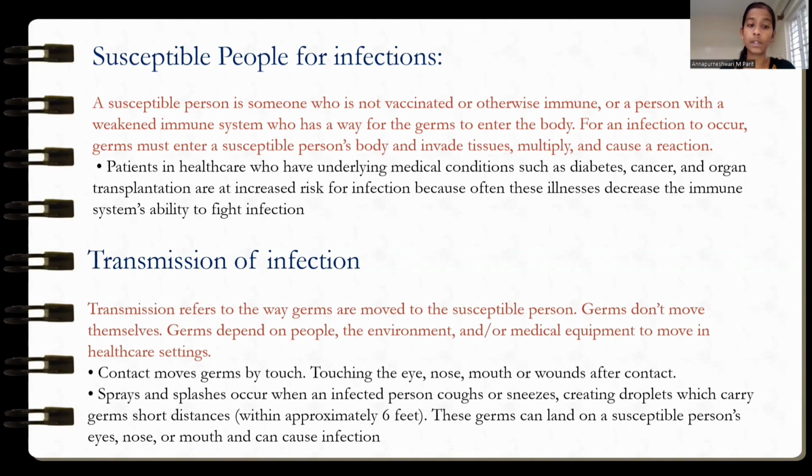Germs do not move themselves. Germs depend on people, the environment, or medical equipment to move in healthcare settings. Contact moves germs by touching the eyes, nose, mouth, or a wound after contact. Spray and splashes occur when an infected person coughs or sneezes, creating droplets which carry germs a short distance. These germs can land on the susceptible person's eyes, nose, or mouth and cause infection.